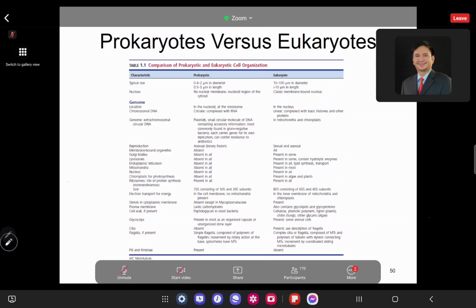Ribosomes have 80 Svedberg. Eukaryotes. Very good. Eukaryote. Good. Flagella are complex with a whip-like motion. Prokaryotes. Eukaryotes. Good. So please go over.